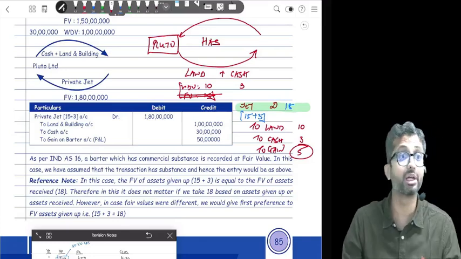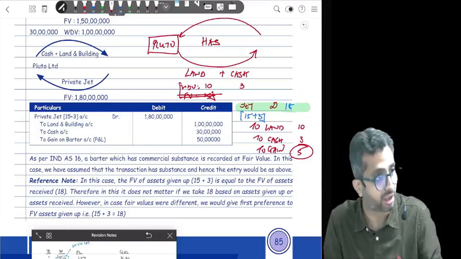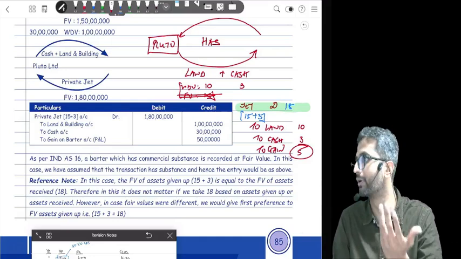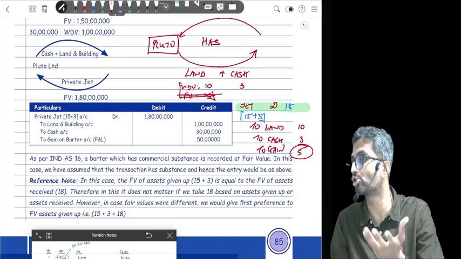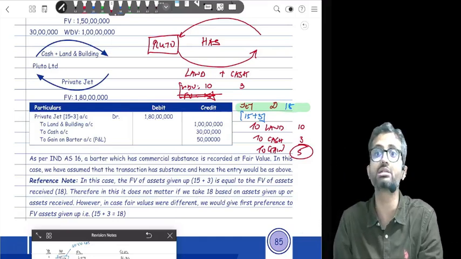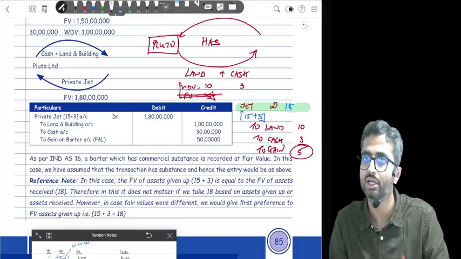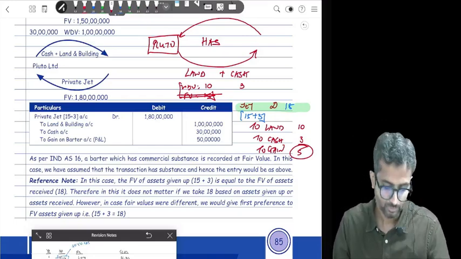The logic over here is land of 10 was given up for 15. Risk and reward of the land is transferred, so there is a gain. By the way, instead of getting cash, you got a jet. But the risk and reward of the land is transferred, so gain has to be recognized. Is everyone clear? Yes.